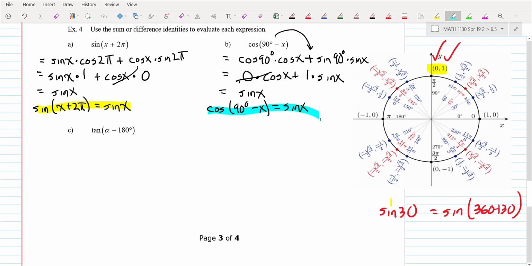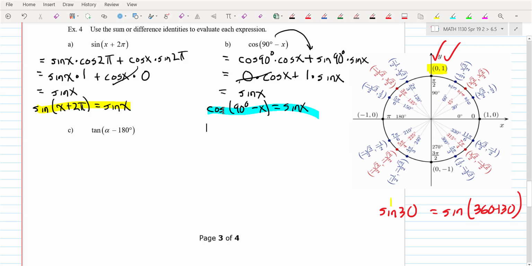What's the relationship between sine and cosine? What do we call the sine and cosine? Cofunctions, right? Okay. How do you find a complementary angle? You subtract from 90. This is the identity we learned for cofunctions.